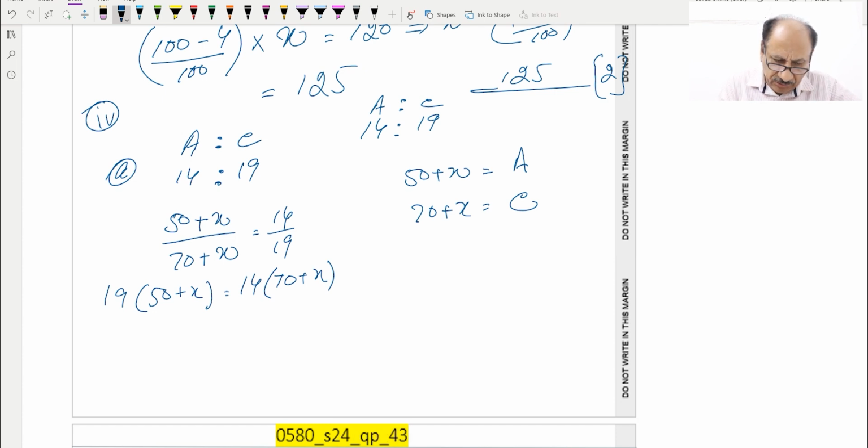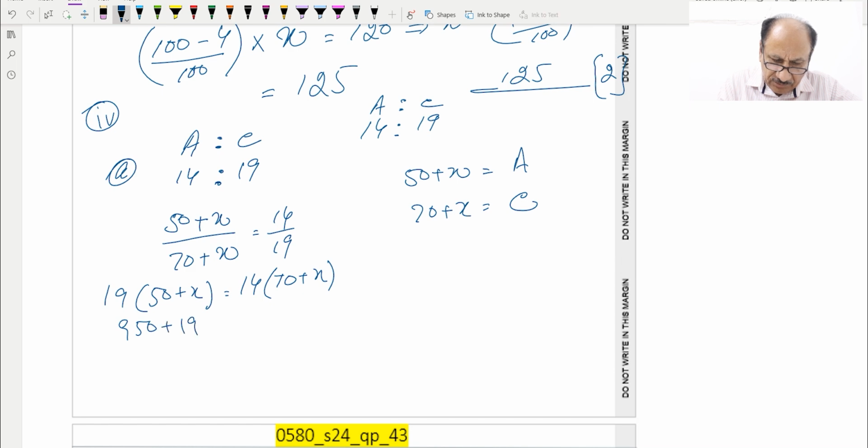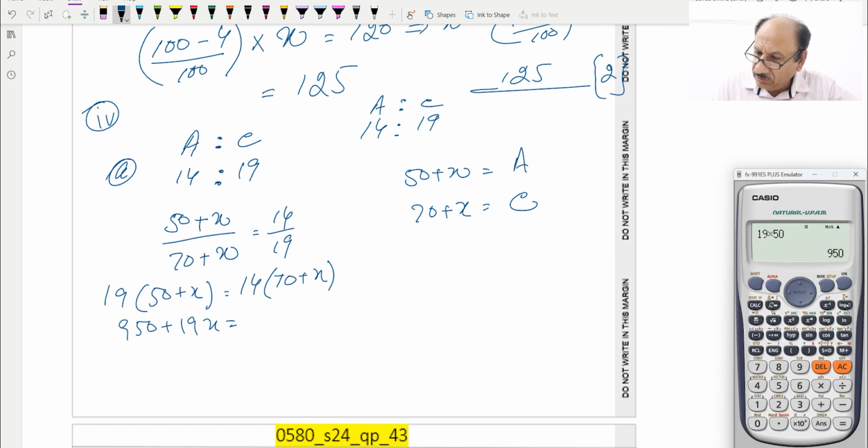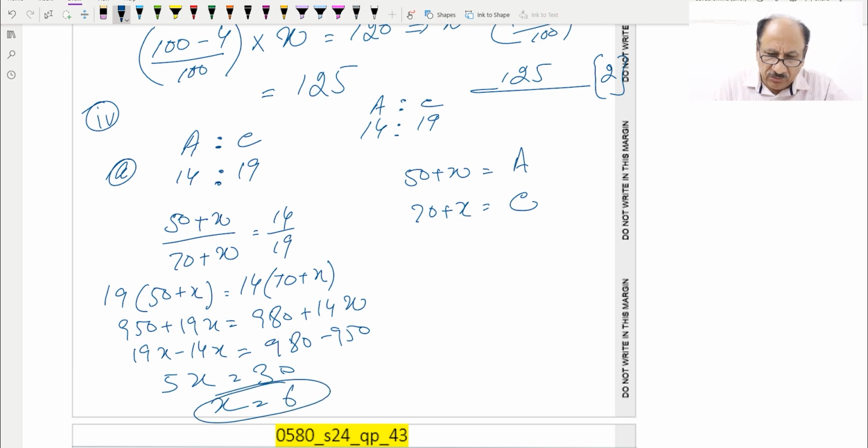So if we solve this, 19 into 50 will be equal to 950 plus 19x is equal to 14 into 70, which is giving us 980, so 980 plus 14x. So 19x minus 14x will be equal to 980 minus 950. So we can write this will be 5x is equal to 30. So x is equal to 30 by 5, which will be 6.